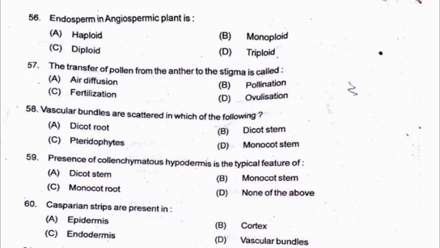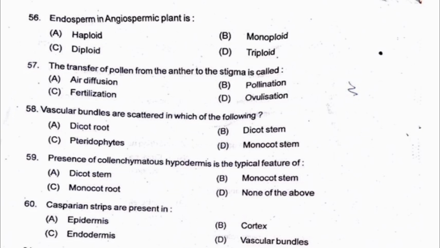Next, question number 59. Presence of collenchymatous hypodermis is a typical feature of: option A, dicot stem; option B, monocot stem; option C, monocot root; option D, none of the above. So, the hypodermis is a region lying immediately below the epidermis. It is represented by a few layers of collenchyma cells with angular thickening in the dicot stem. So, the correct answer is option A, dicot stem.